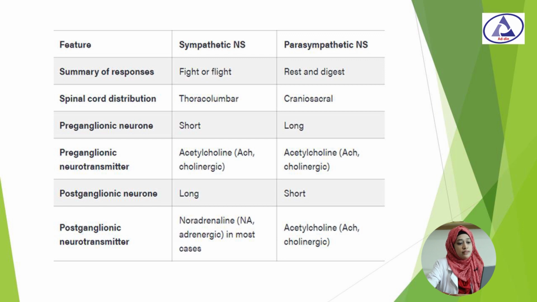Spinal cord distribution in the sympathetic nervous system is thoracolumbar, in the parasympathetic, craniosacral. The preganglionic neuron in the sympathetic is short and in the parasympathetic, long. The preganglionic neurotransmitter in sympathetic is acetylcholine and in parasympathetic, acetylcholine. The postganglionic neuron in sympathetic is long and in parasympathetic, short. The postganglionic neurotransmitter in sympathetic is mostly noradrenaline, in parasympathetic, acetylcholine.